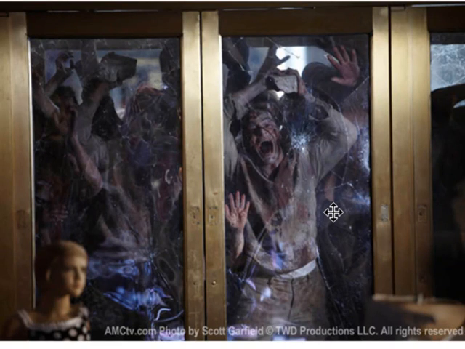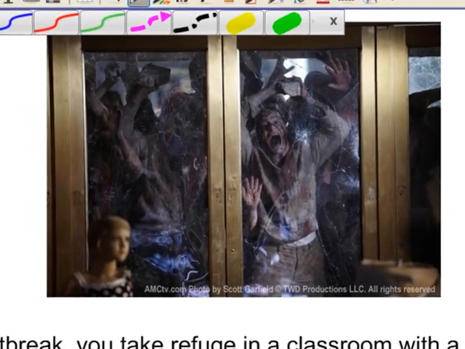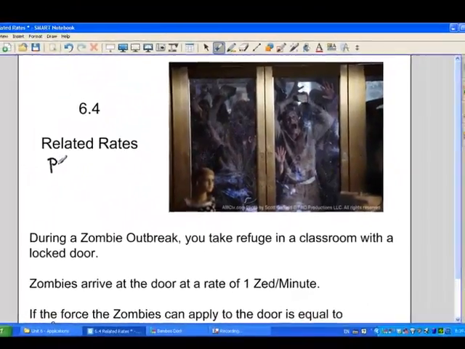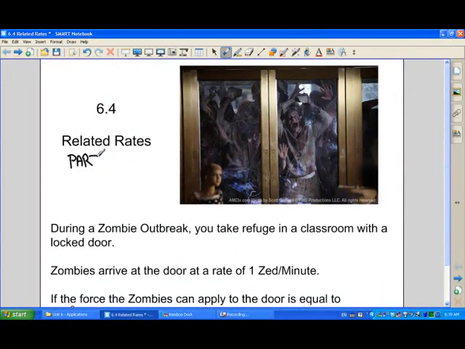We're introducing a new topic today called related rates, and this will be related rates part 1. We'll be doing 3 lessons on related rates, looking at different word problems and how they can be applied to calculus and the derivatives.